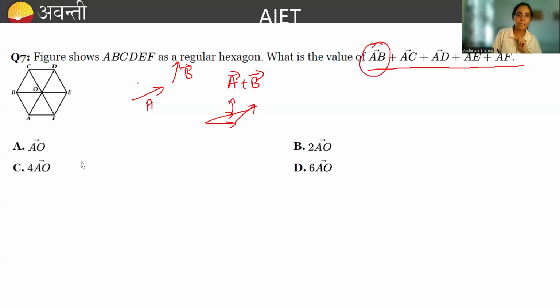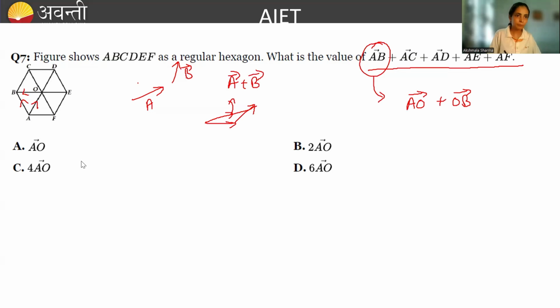Here this is AB. AB here can be written as what? If you look at this triangle, AO plus OB will be equal to AB. So AB can be written as AO plus OB. This is done, right? Now let's see what AC can be written as. Because options are given in terms of AO, we need to break all these terms into AO, right?